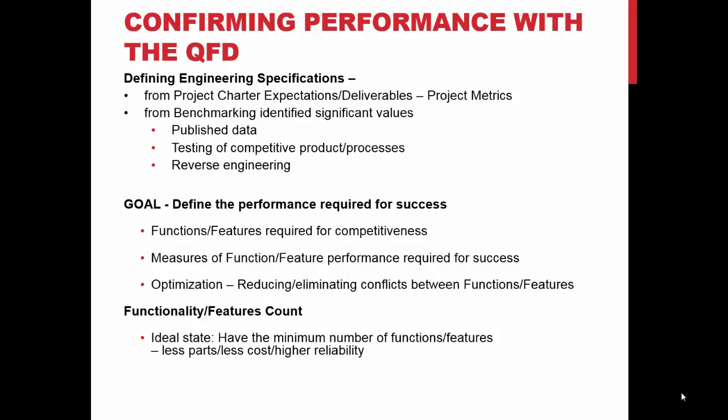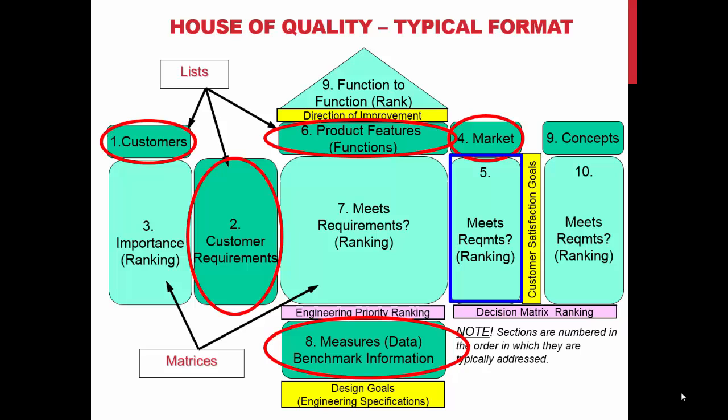Key thing in looking at the functionality and features is understanding how many of them do we have to deal with. The ideal state of any product or design is to have the minimum number of functions and features that will fulfill the needs and the wants of the customer. Again, because minimizing this count will result in less parts, which will result in less costs and higher reliability of the product or process.